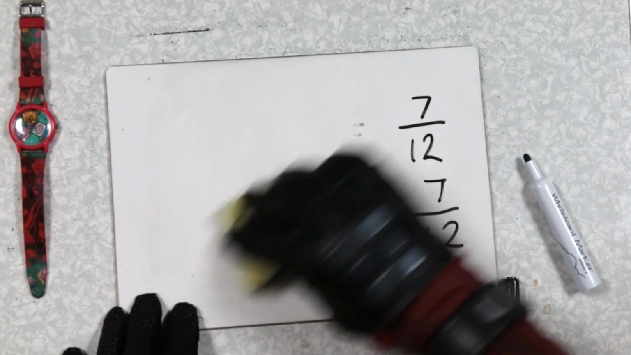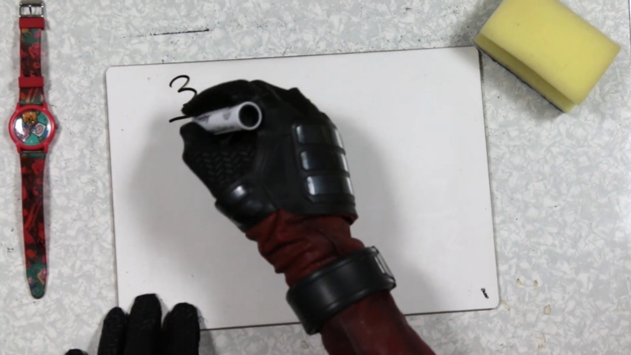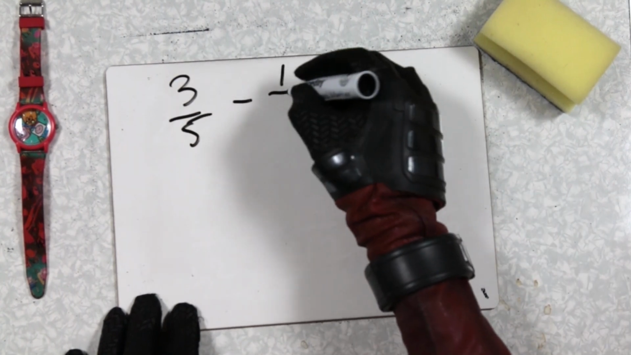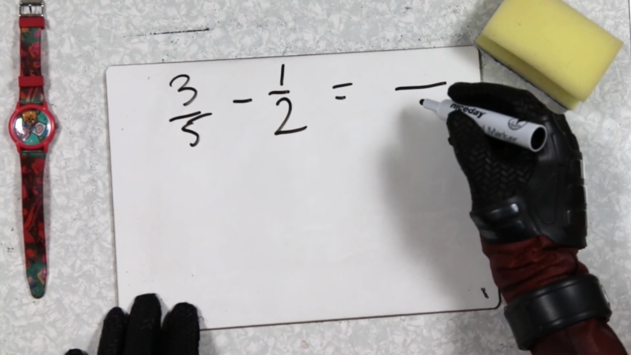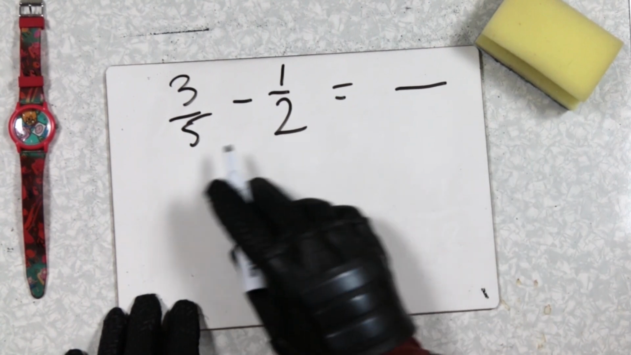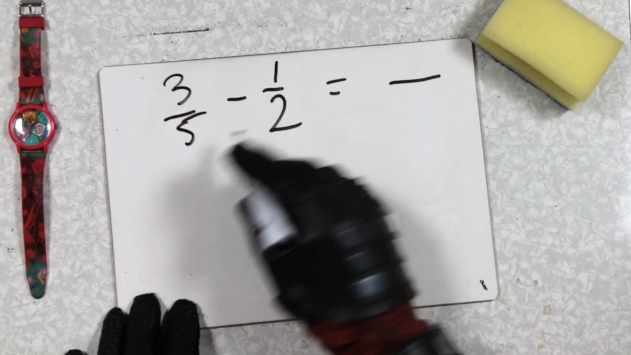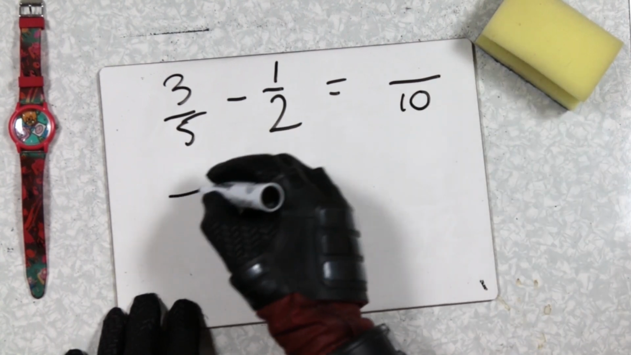Let's subtract one. Let's say we have 3/5 take away a half. First thing we need to do is find the lowest common denominator. Any ideas? Well, this one's pretty easy. It's going to be over 10. 5 goes into 10 twice. 2 goes into 10 5 times. So, here we go.